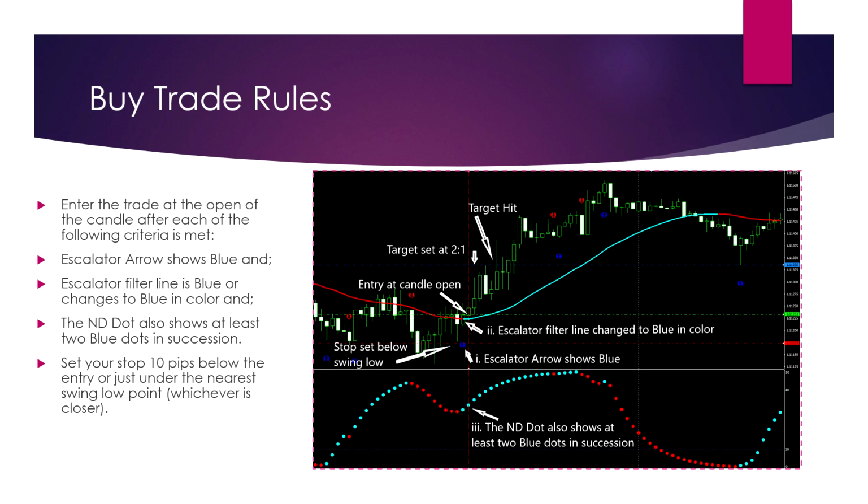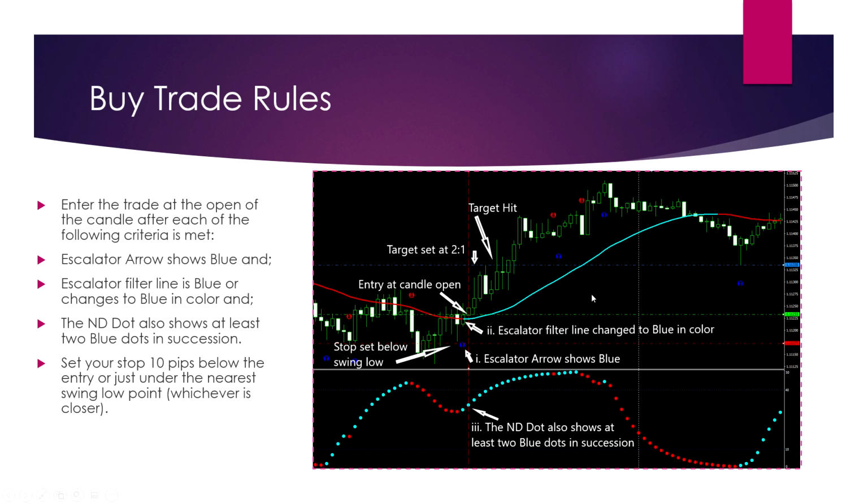So if we go step by step, what we need to get over here is, first of all, the blue arrow dot. So that's number 1. After that, we want to see our filter line being blue, or at least change to blue, like here. After that, what we are looking to get would be 2 blue dots in a row. And if everything is fine, you can proceed with the trade.